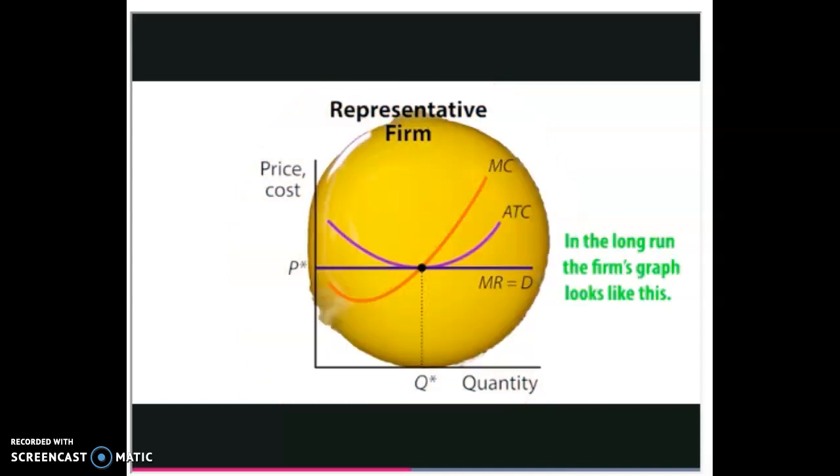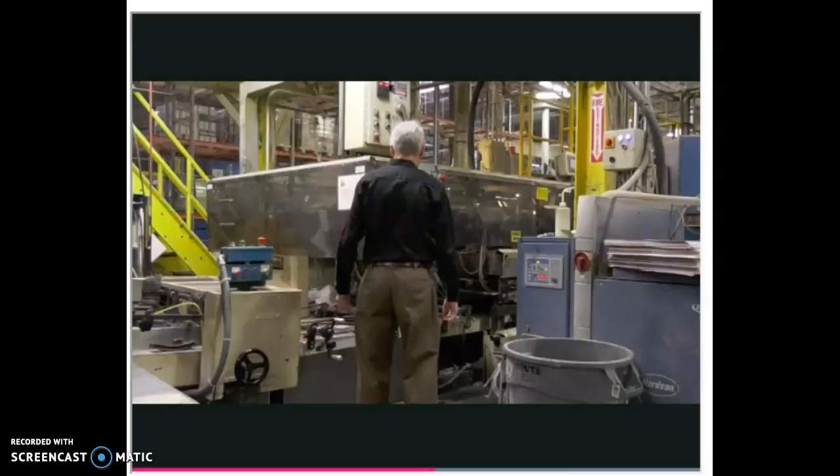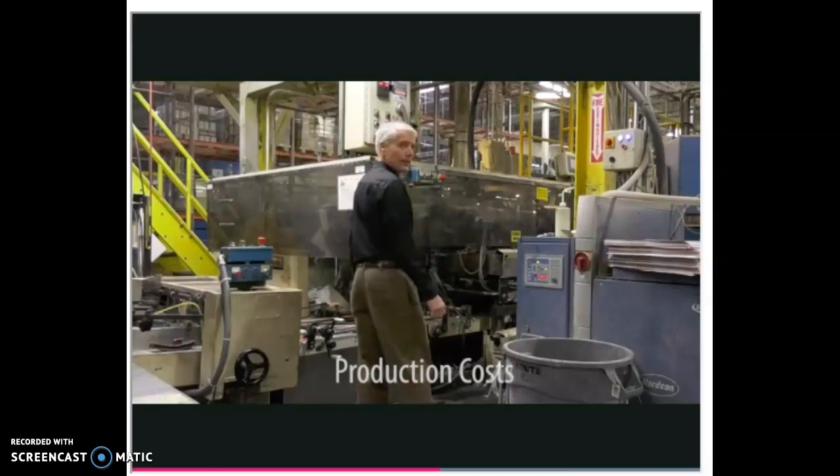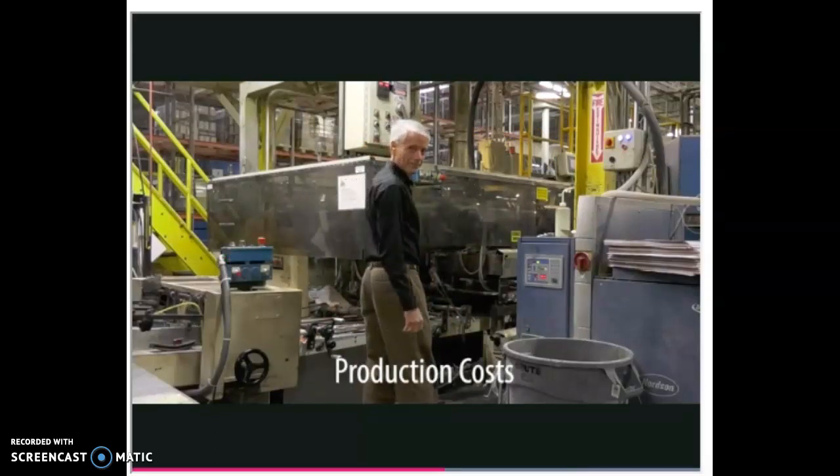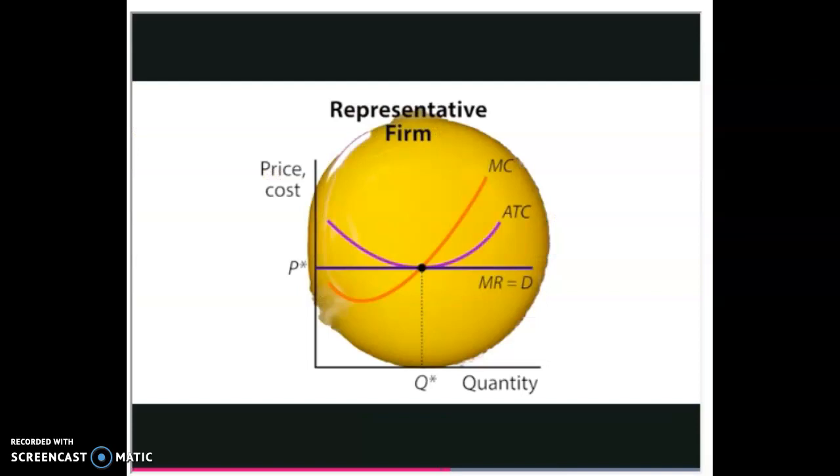In the long run, the graph for a perfectly competitive firm looks like this, with the average total cost equal to the price at the quantity produced, which means that the firm earns zero economic profit. By the way, for more on the cost curves, see the video on production costs. Let's look at why the graph ends up looking like this in the long run.